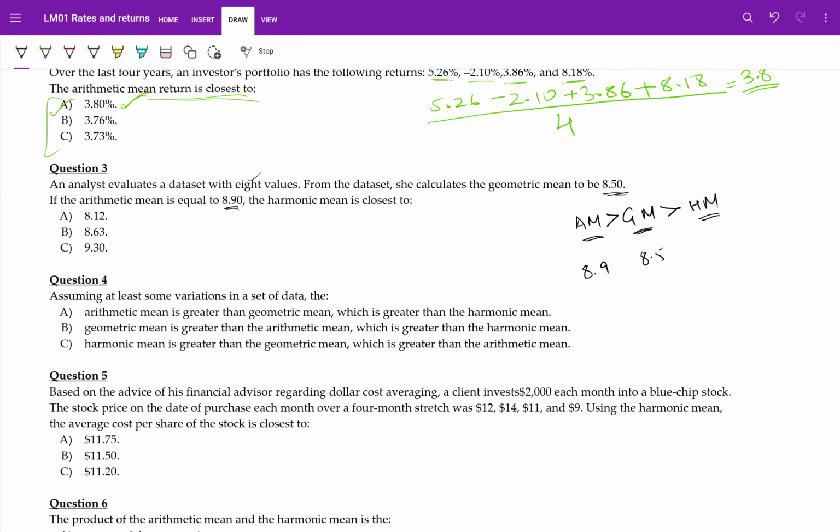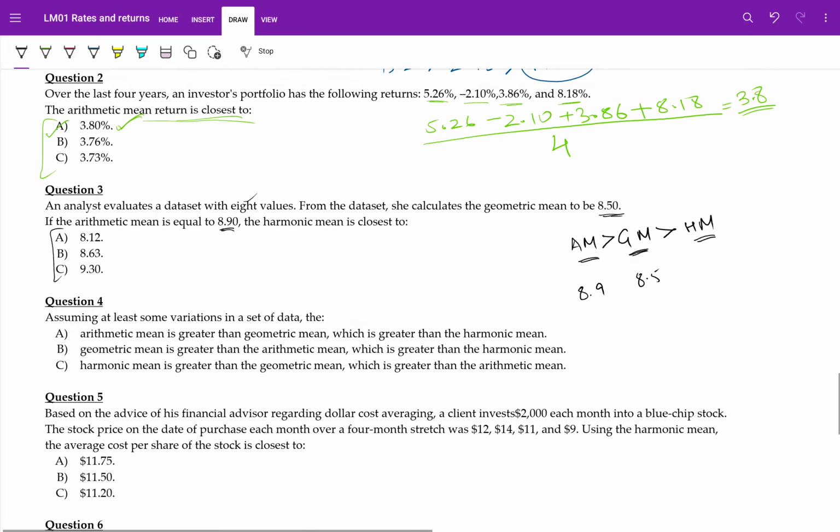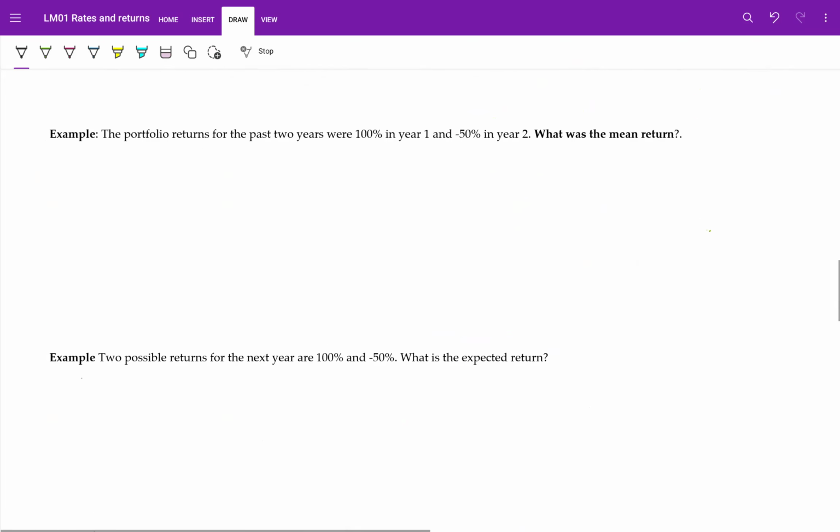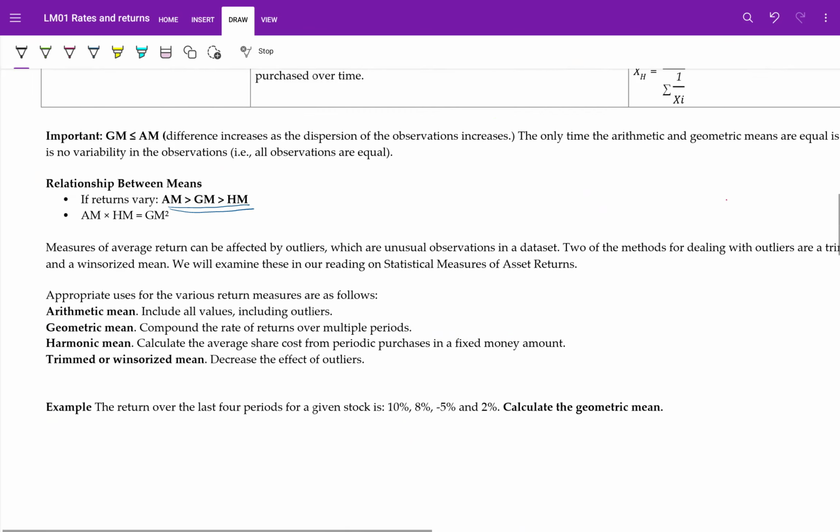Now we actually need to calculate this. So we also have one more equation with us, one more relationship between the arithmetic, harmonic, and geometric mean: when we multiply the arithmetic mean with the harmonic mean, it is equal to the square of the geometric mean.